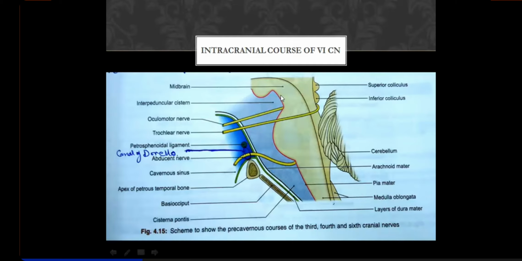This you're seeing is the midbrain, then you have the pons and the medulla. Dorsally you're seeing the superior colliculus and inferior colliculus. This is the fourth ventricle, cerebellum. This is the central canal, and this is the medulla oblongata. So, I told you, the CSF surrounding the pons here is cisterna pontis, and this is the interpeduncular cistern. So this is cisterna pontis.